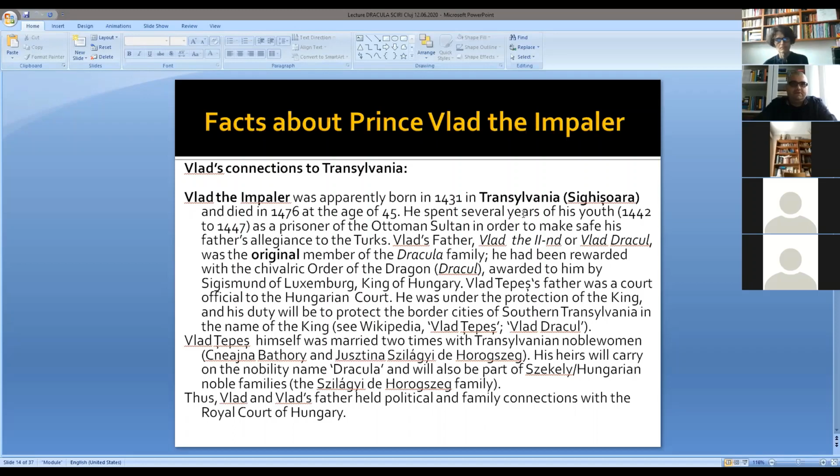Vlad Țepeș himself, the son, was married two times with Transylvanian noblewomen. The first was a lady from the family of Batory, and the second one was Justina Silagi de Horogșec. His heirs will carry on the nobility name Dracula, and will also be part of the Hungarian noble families, such as the family of Silagi de Horogșec. Thus, Vlad and the father of Vlad held political and family connections with the royal court of Hungary, and this is a very interesting aspect which will come in our presentation.